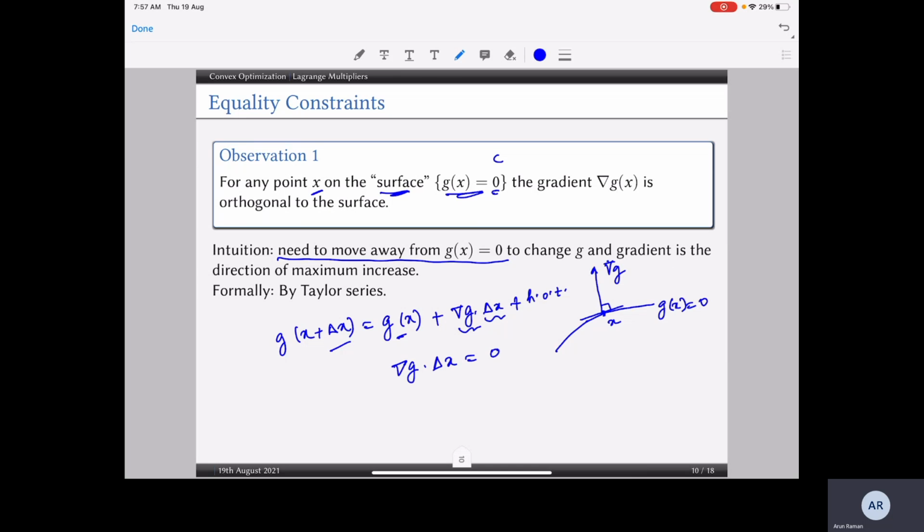Another thing to note here is that since g is convex, we will have curves something like this. So this can be g(x) equal to -1, and we can have another curve. This is g(x) equal to +1. Since the gradient points in the direction of maximal increase, that is why we are saying that it points sort of outwards. It cannot point inwards because then g(x) will decrease. So it points in the direction of increase.